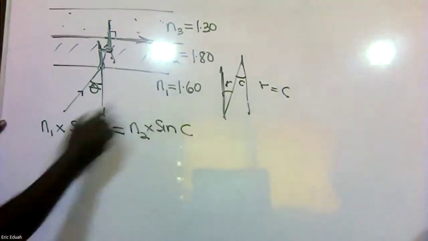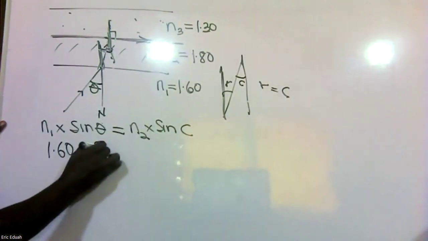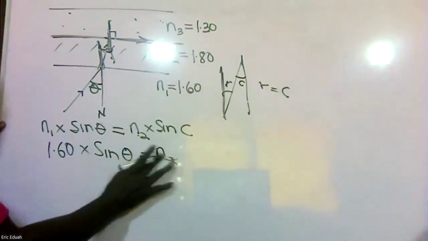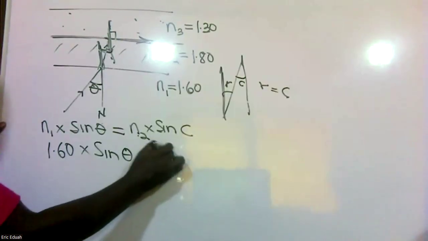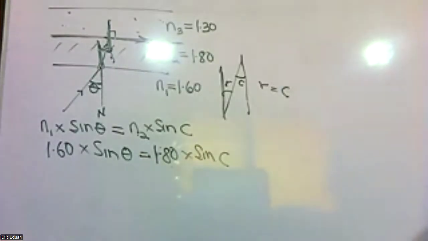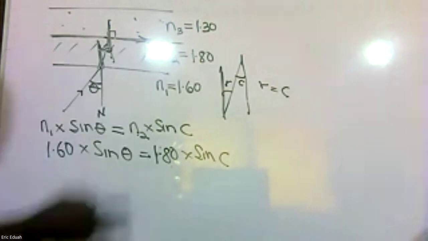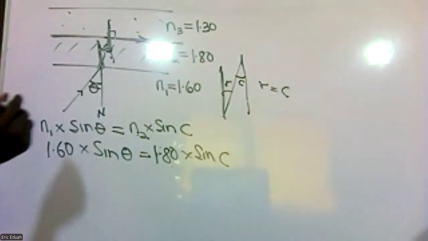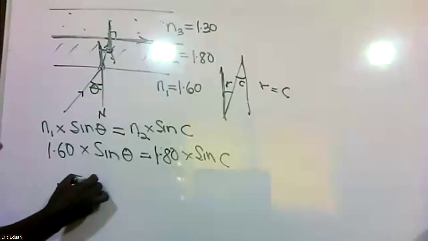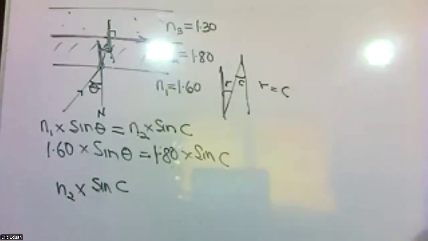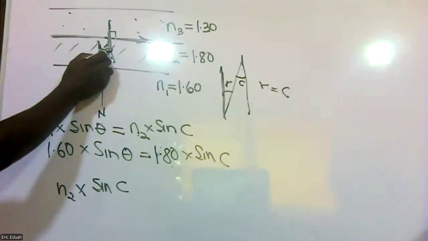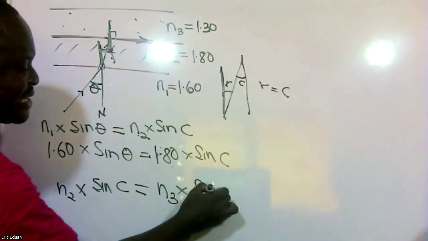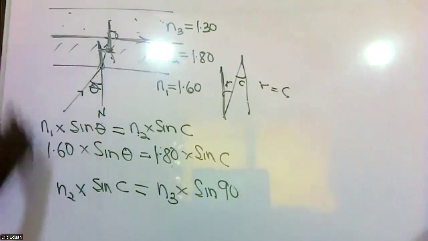N1 is 1.6 times sine theta. N2 is 1.8 times sine C. We don't know sine C yet, but we can apply the same concept to medium 2 and 3 to find C. N2 times sine C must be equal to N3 times sine 90, because we know the angle of refraction here is 90.